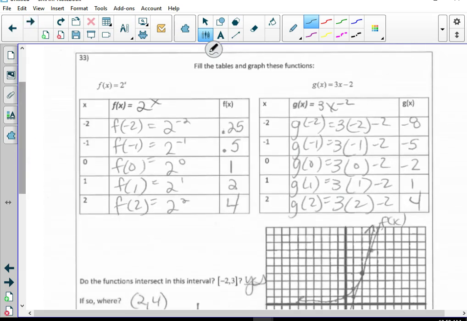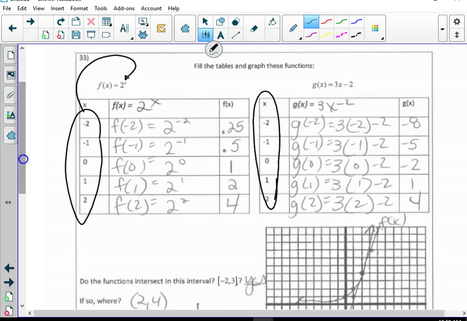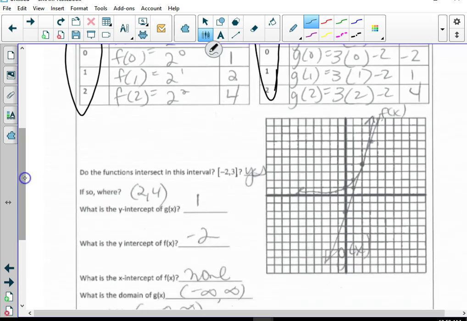Okay, 33. You're just plugging these numbers in. Again, these numbers are going right here. These numbers are going right here. You have an exponential and a linear. Your exponential is the one that rides out here and goes up like so. Your linear, you can see where that is.